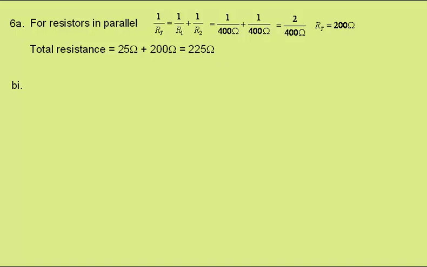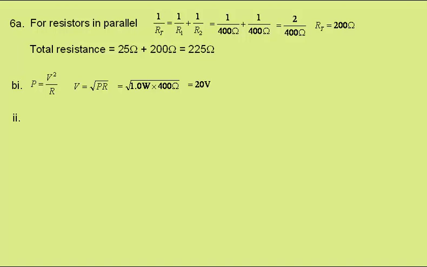In B part 1, there is a potential difference applied across the resistors, and the power dissipated in each of the 400 ohm resistors is 1 watt. We need to calculate the potential difference across these resistors. Well, for this we can use power is equal to V squared over R, so V is equal to root PR. Putting in the values, a power of 1 watt and a resistor at 400 ohms gives a potential difference of 20 volts.